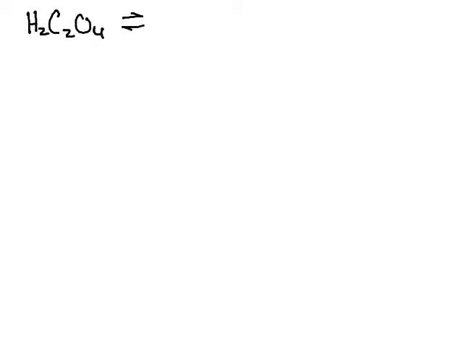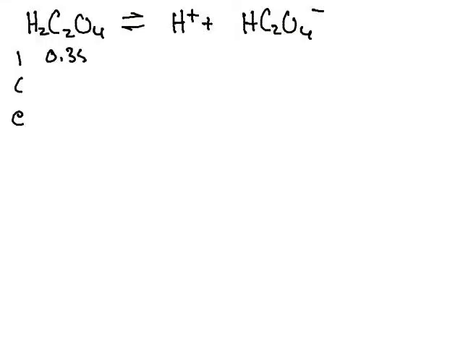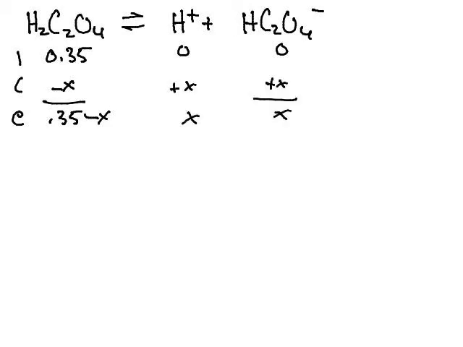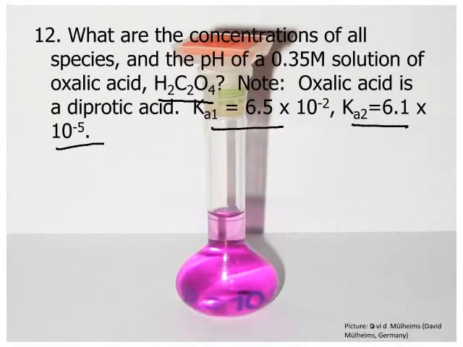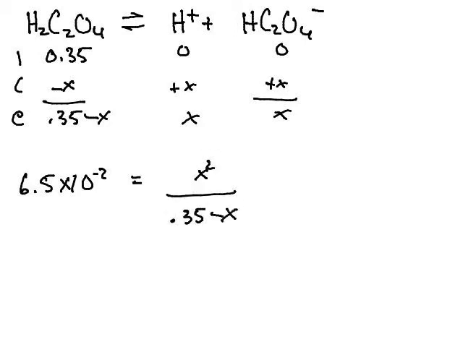H2C2O4 dissociates into hydrogens and then HC2O4 negative, and I must do an ice table. Now my initial concentration was 0.35, so this is 0.35, that's 0 and 0, minus x, plus x, plus x: 0.35 minus x, x, and x. So now I know my Ka1, which is 6.5 times 10 to the minus 2. So I can say 6.5 times 10 to the minus 2 is equal to x squared over 0.35 minus x.